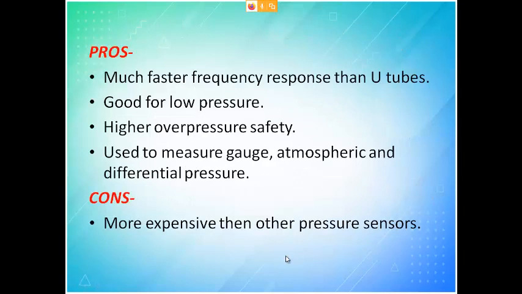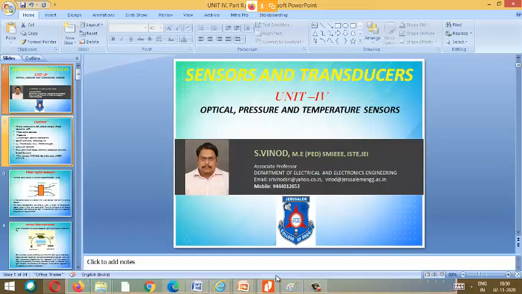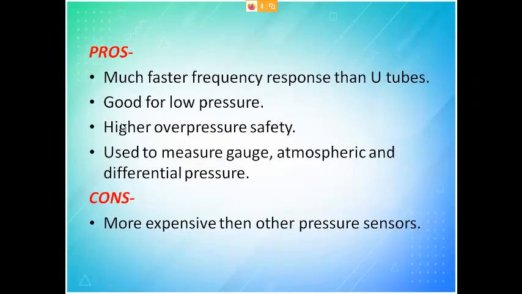Now there are advantages and disadvantages. This is much faster with good response, good for low pressure. You cannot use this membrane for very high pressure, because it will get damaged. So it is good for low pressure, with higher overpressure safety, used for measuring gauge, atmospheric and differential pressure. The difficulty is that it is more expensive for high pressures.